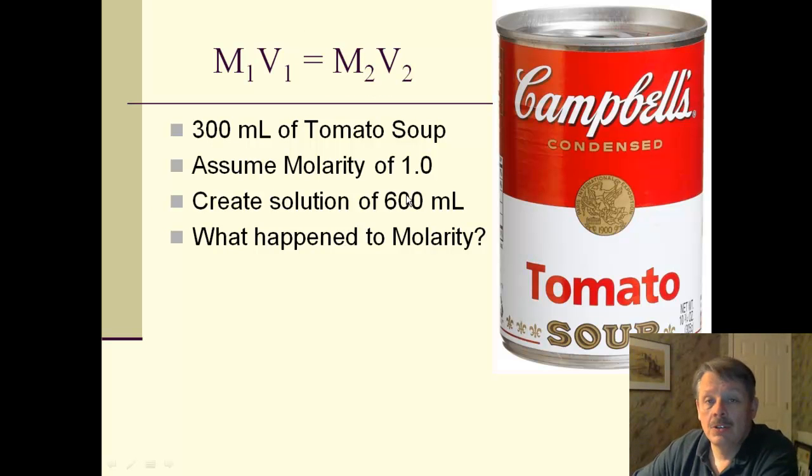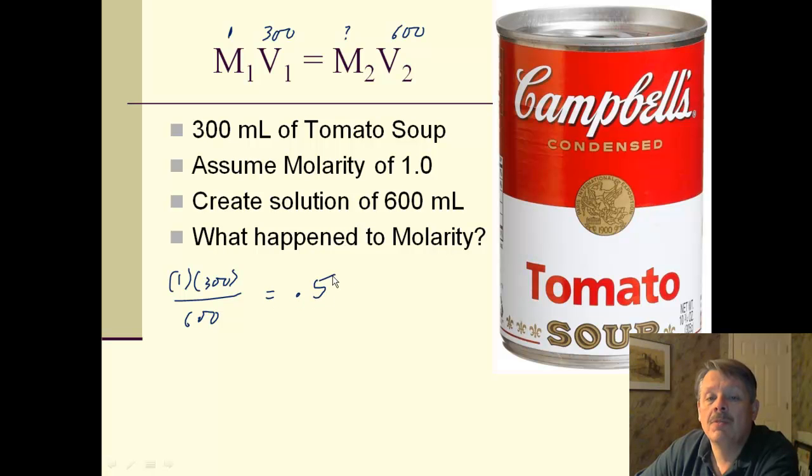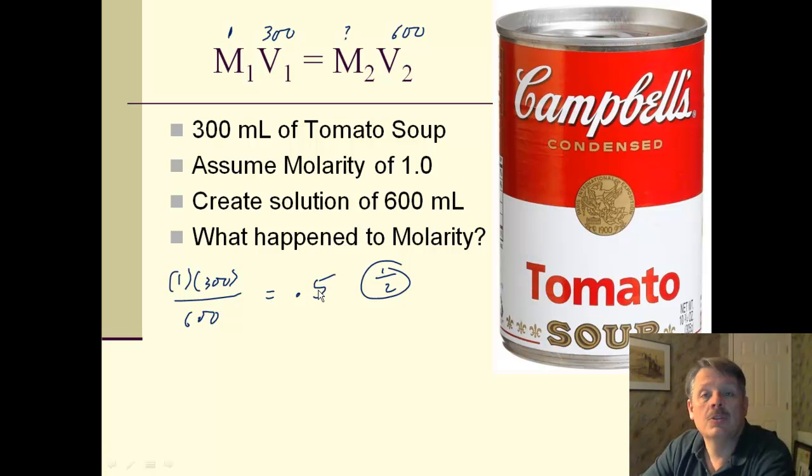So, let's try this. Let's say we have 300 milliliters of tomato soup, and let's assume that its molarity is 1, because we don't know any better, just pick a number, right? And our volume is changing to 600 milliliters. So what's happening to our molarity? Well, if we solve for M2, we get 1 times 300 divided by 600, and that's equal to 0.5, which is 1/2, which is exactly what we expected. The molarity of the soup is half of what it started.